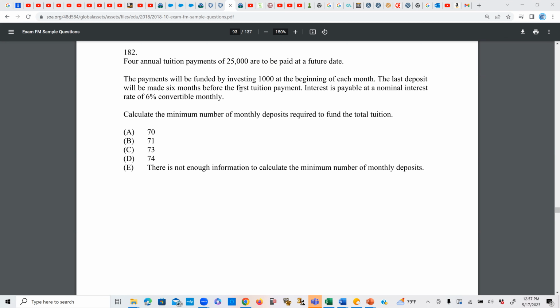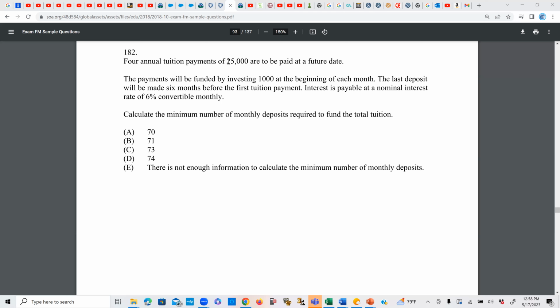So here the most convenient common point at which we can examine the values of the tuition and the deposits is the time of the first tuition payment, because the issue here is that we don't know how many payments there are in the deposit. We know there are 4 tuition payments, but we do not know how many deposits there are. Now, if we knew how many deposits there are, like in a few problems earlier, then the most convenient and easy way is to just bring everything to time 0.